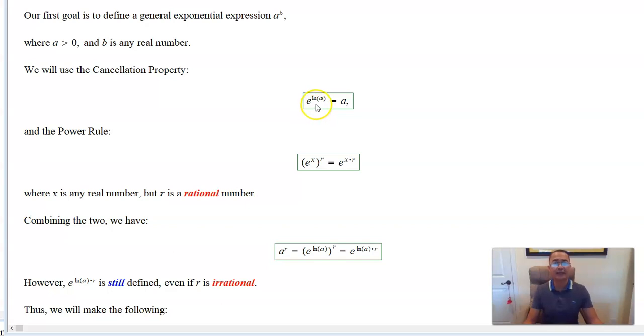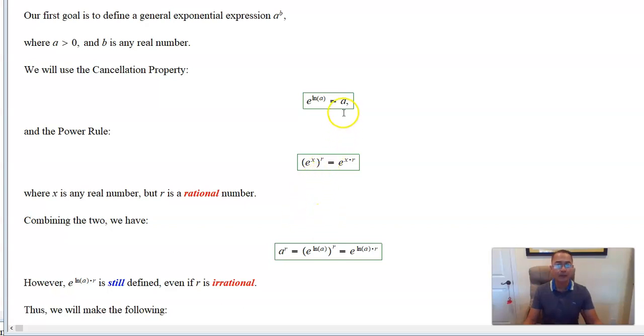Well, because we're going to use the cancellation property for e to the x and ln of x. If you take e to the ln of a, you get back a. But for this to make sense, a has to be positive to begin with. We also have the power rule: e to the x, to the power r, is e to the x times r. When we did this, we said that r has to be a rational number, because we only know how to take a rational exponent for a real number. So now we want to address the possibility that the exponent is not rational.